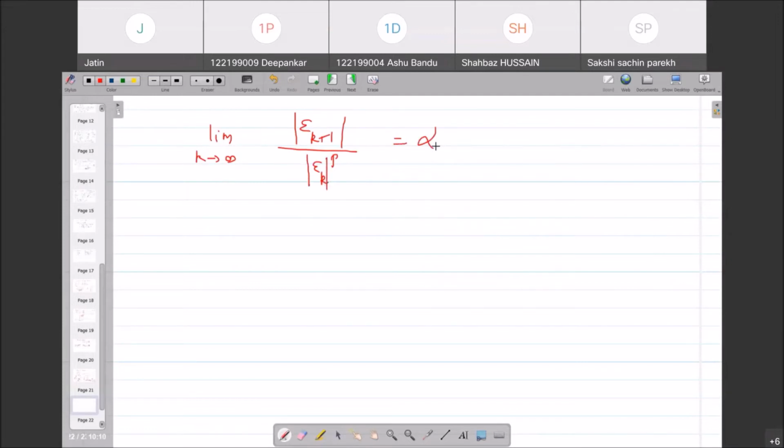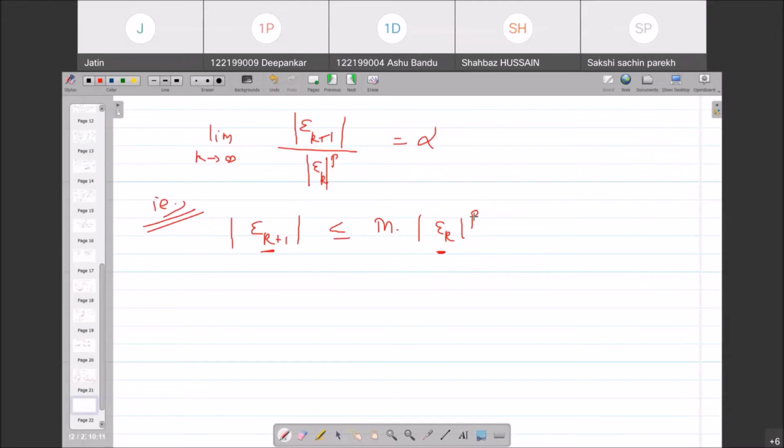This is my alpha. Another way to write the limit, approaching, means what? Another way of writing this is: epsilon k+1 is less than or equal to some M times epsilon k raised to p. Okay, so this is the bound I'm having. Now see, these are the errors. Those who have studied big O notation, small o notation, I don't know whether you have studied that or not, but if you have, then you can recall this and connect with that.